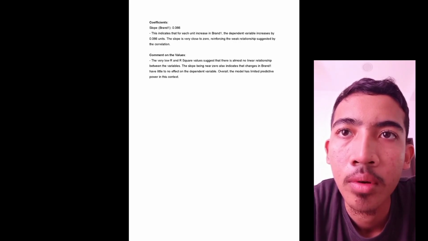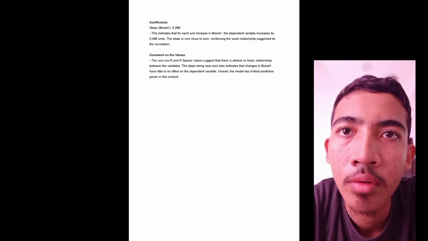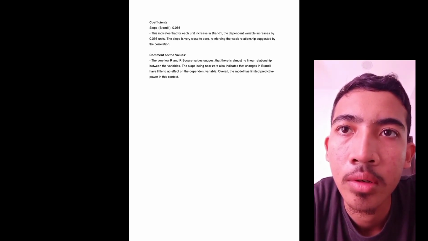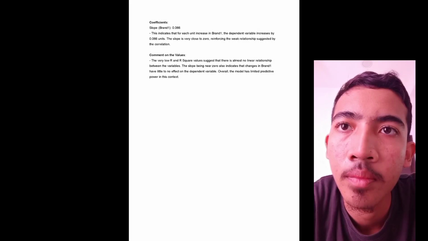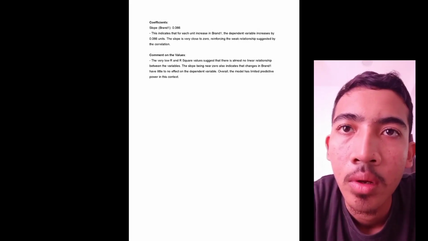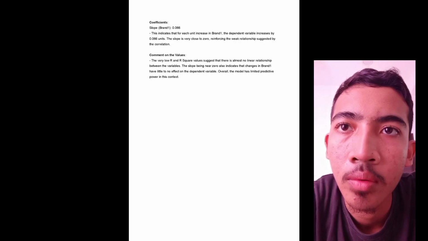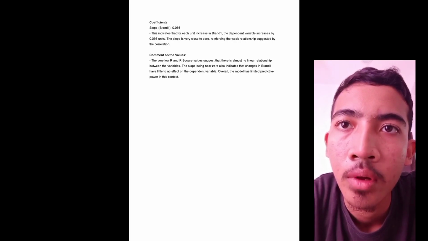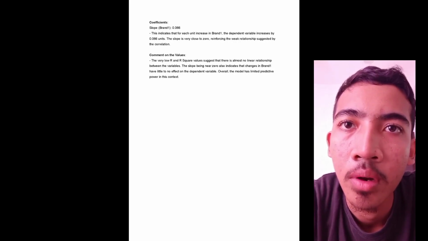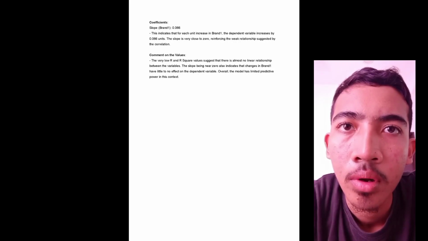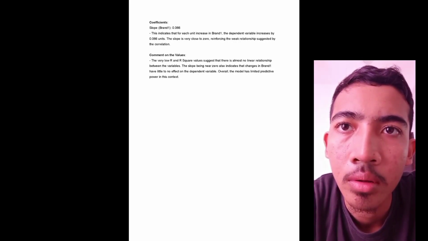The comment on the value. The very low R and R squared values suggest that there is almost no linear relationship between the variables. The slope near zero also indicates that changes in brand 1 have little to no effect on the dependent variable. Overall, the model has limited predictive power in this context.